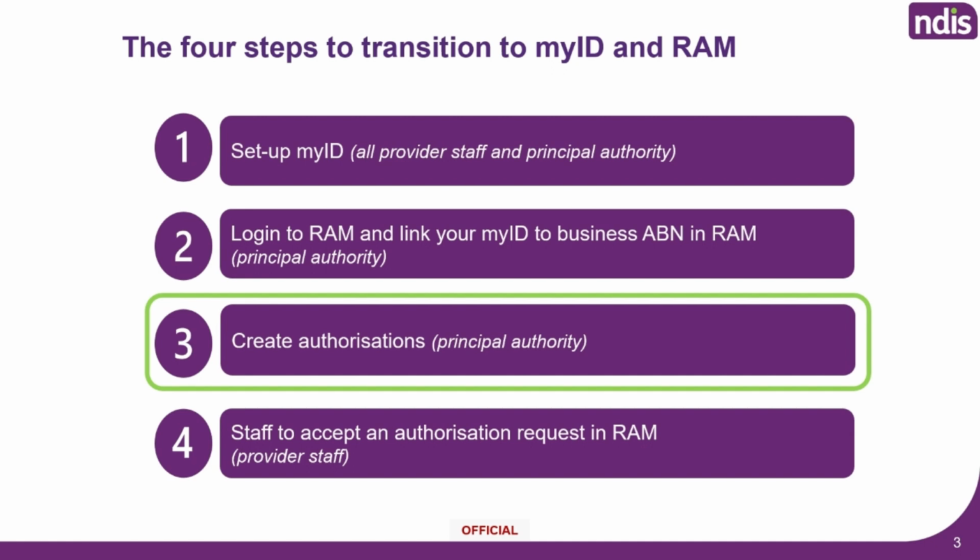The 4 steps to transition to myID and RAM are Step 1, setting up myID. Step 2, logging into RAM and linking your myID to business ABN in RAM. Step 3, create authorizations. And Step 4, staff to accept an authorization request in RAM. In this video, I will focus on Step 3, which is how to create an authorization request in RAM.